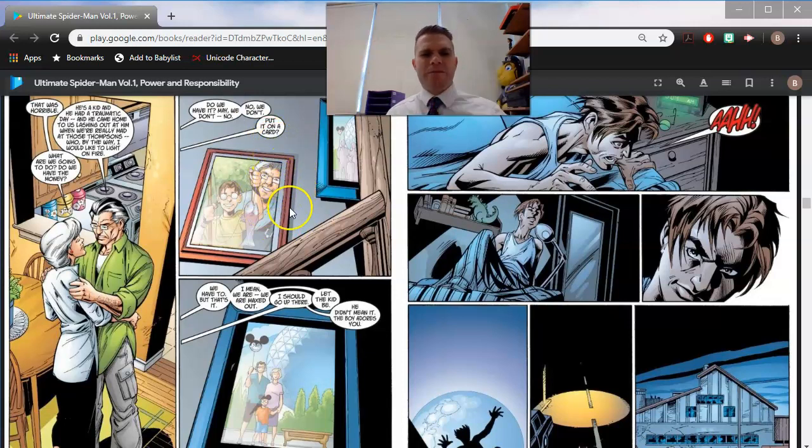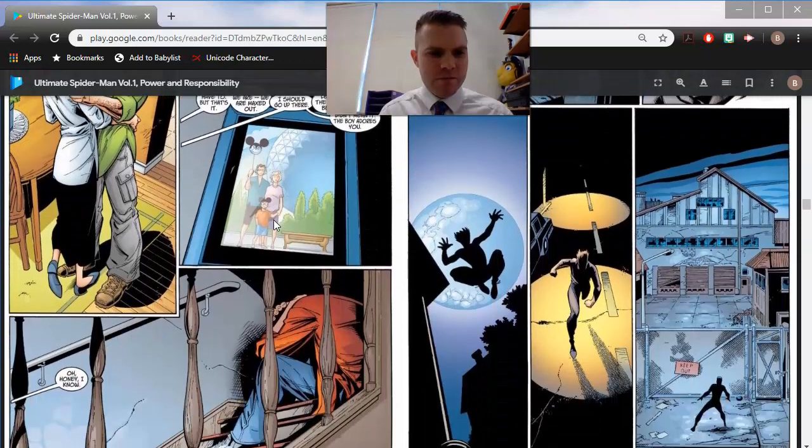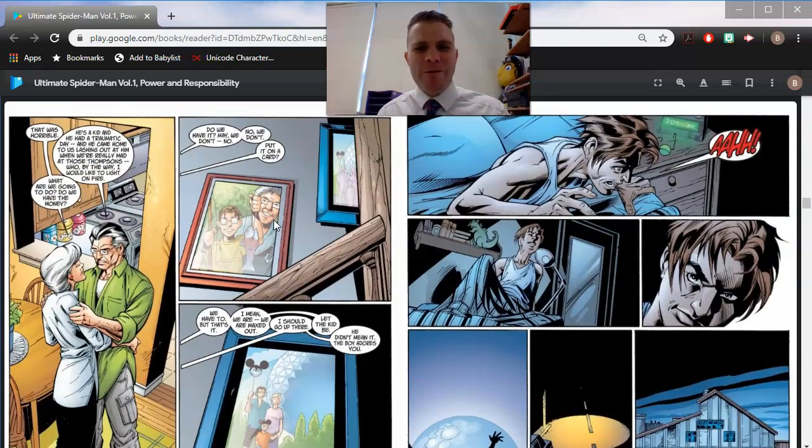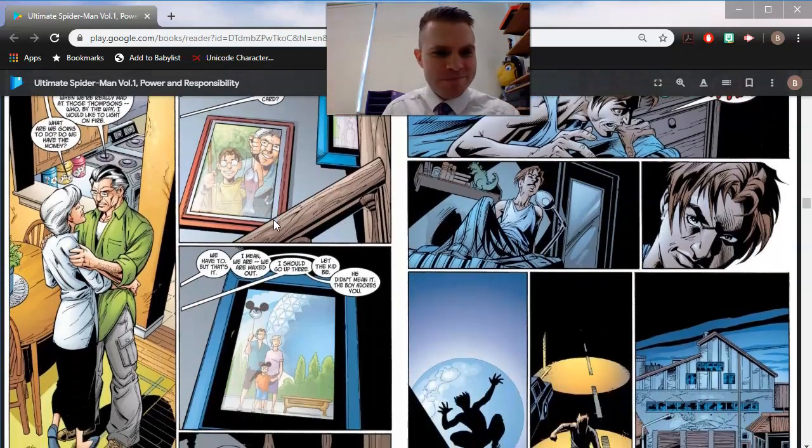I want to freeze here for a moment. So notice the artwork, how art and text are blended on these pages right here. As Peter goes up the stairs, on these couple of panels right here, notice that there are these family photos in the background. I think that's a study guide question that I want you to attempt. We'll go over that one on Monday. But notice these family photos. I want you to try to figure out why these are important as this text goes on.